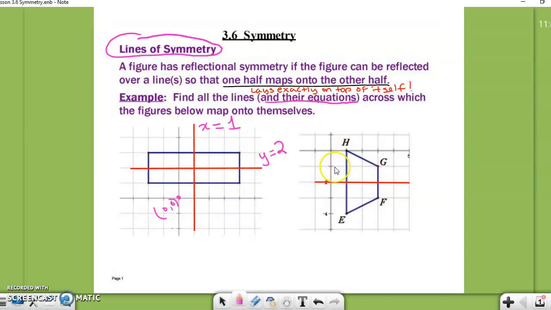Over here, I'm looking at this is my origin. So I go down 1, 2, it's a horizontal line. That's the equation of the line that it maps itself over to.